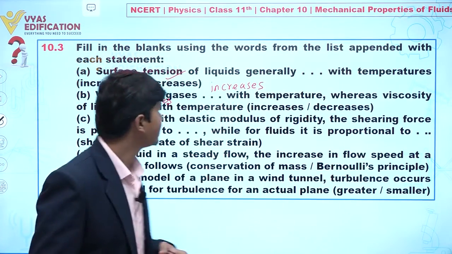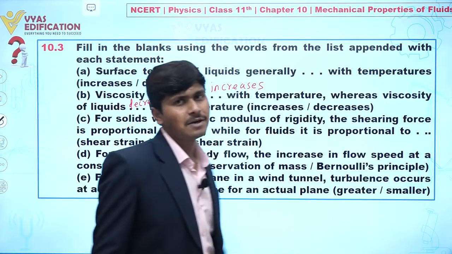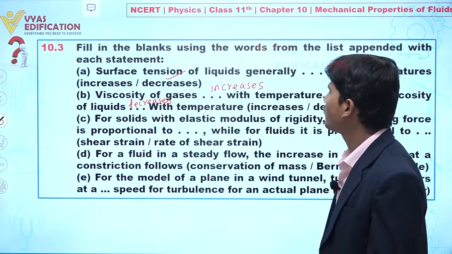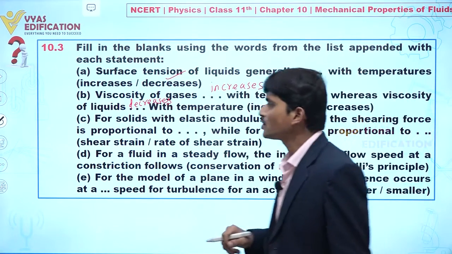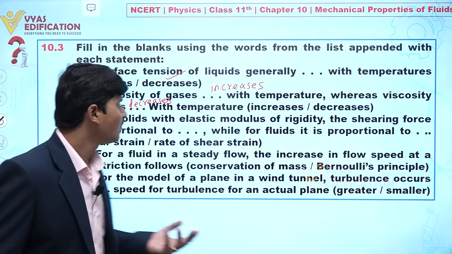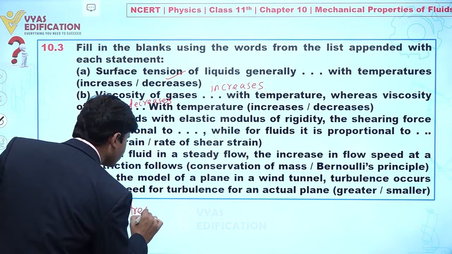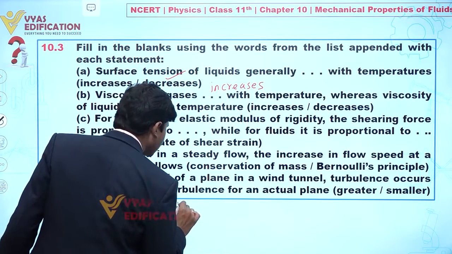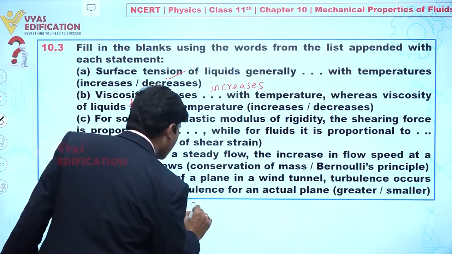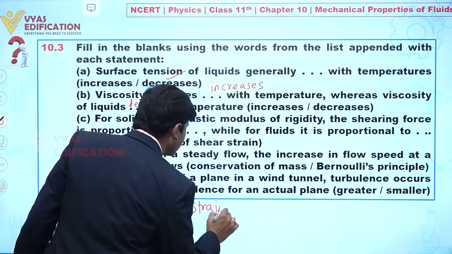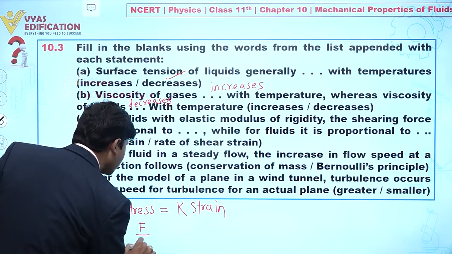Clear. So this is all about part number B. Now if I am talking about part number C, it is given that for solids with elastic modulus of rigidity, shearing force is proportional to shear strain. Why? Because if stress is equal to modulus of elasticity K times strain, then for shear stress I can say F shear divided by area.